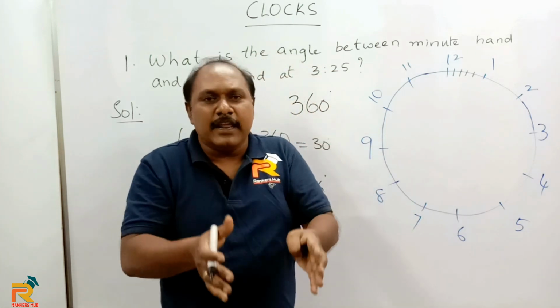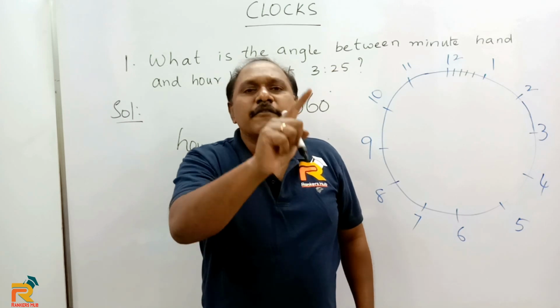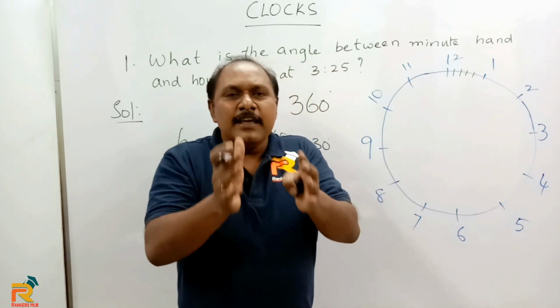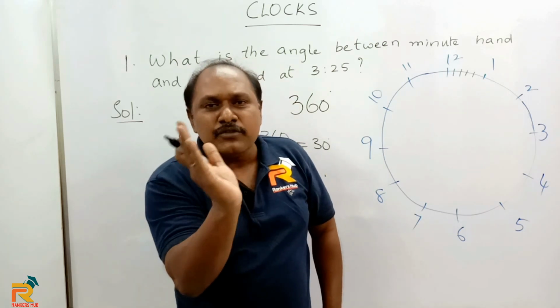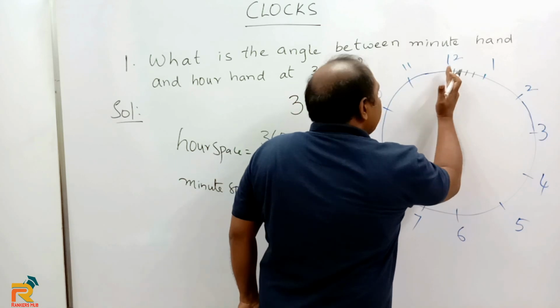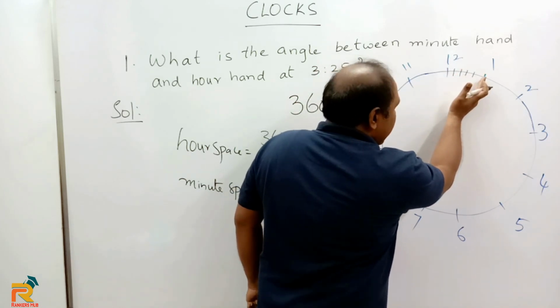Every hour, in 1 hour, the hour hand will move through an angle of how many degrees? How many degrees does the hour hand move every hour, right? Suppose the hour hand is at 12. After 1 hour, where will it be? It will be at 1. Again after 1 hour, where will it be?